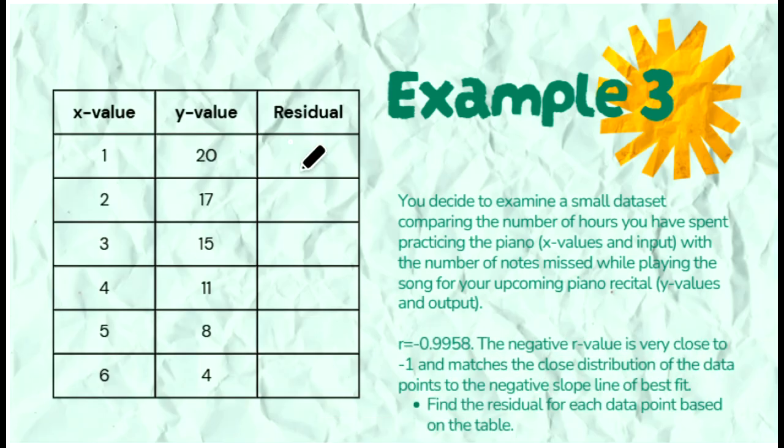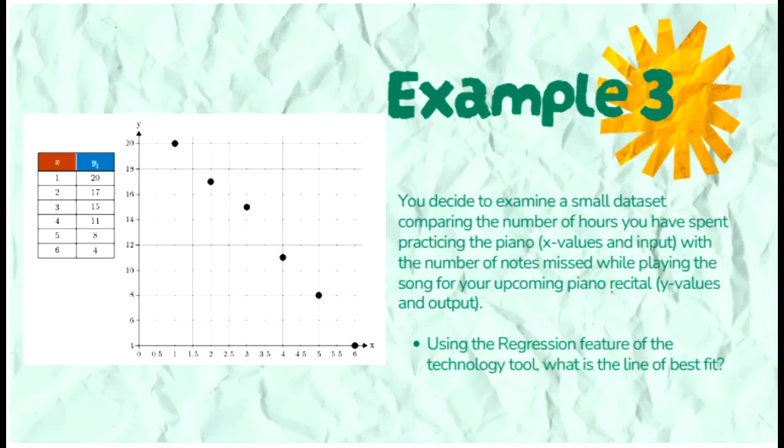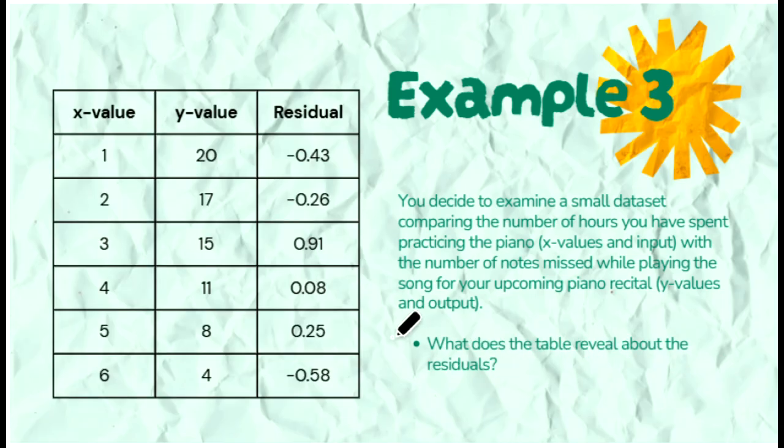Okay, and then they want us to find the residual for each data point based on the table. Okay, so we got the formula clear back here when we did the regression feature. So you use the formula and the steps we did before to find our regression. If you need more help with this, comment and I'll make another video for example 3. Okay, and what does this table reveal about the residuals?